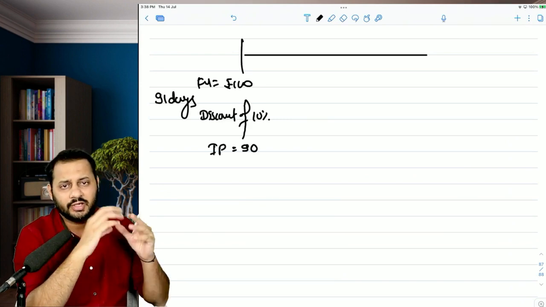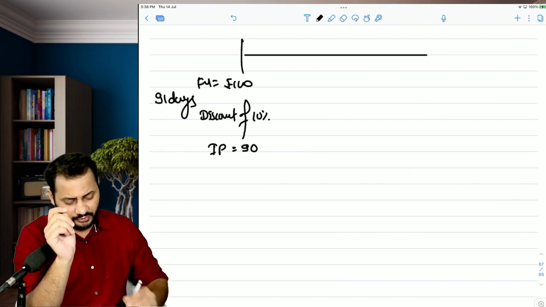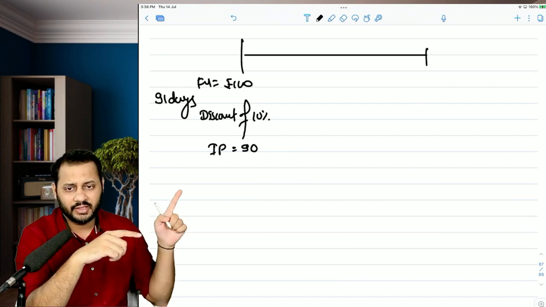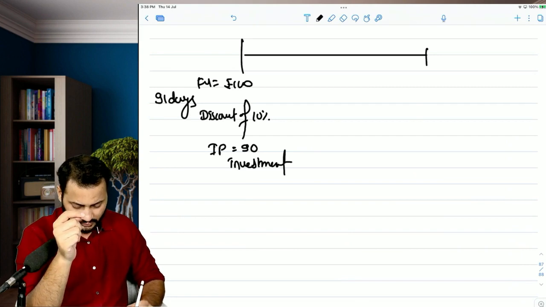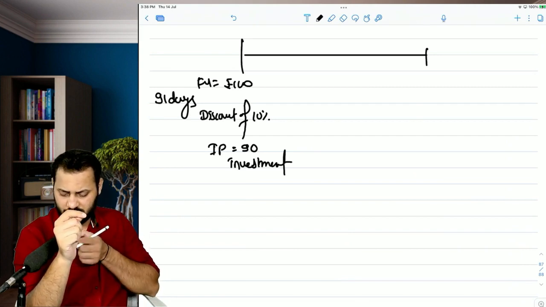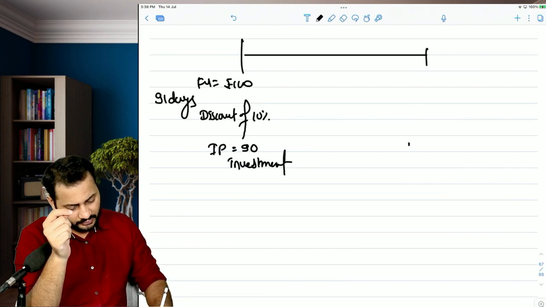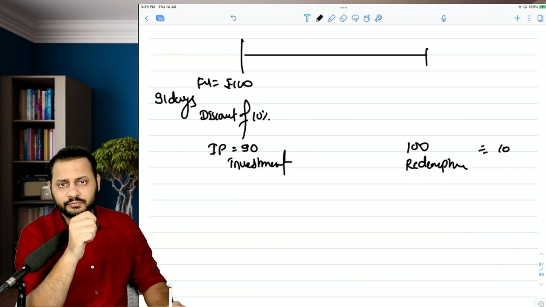So what happens in this entire thing is there is no coupon rate. You pay 90 rupees as an investor, you will come to purchase this, you will pay 90 rupees, this will be your investment. And you will get 100 rupees after 91 days. This will be your redemption. Your profit will be 10 rupees.